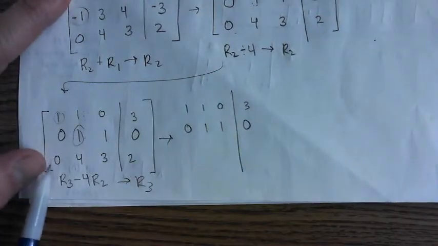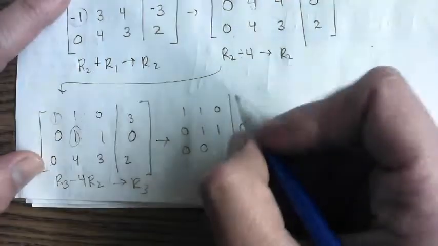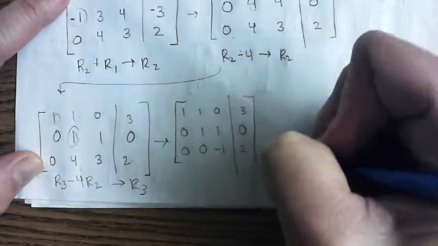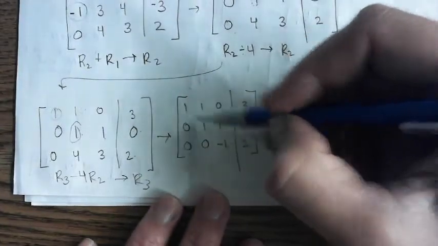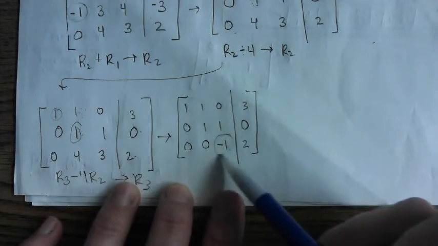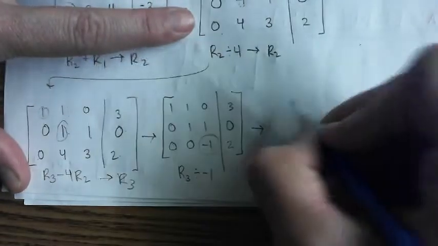So 0 minus 4 times 0 is still 0. 4 minus 4 times 1 is 0. 3 minus 4 times 1 is negative 1. 2 minus 4 times 0 is still 2. And the only thing we need to do now is finish our diagonal 1s. So how do we get this here to be a 1? Divide by negative 1. Good. Row 3 divided by negative 1.